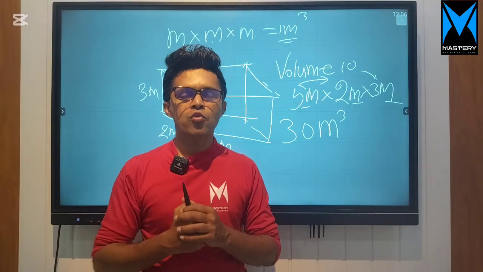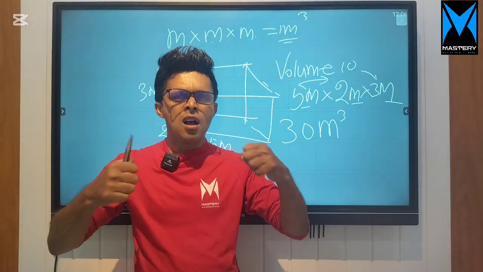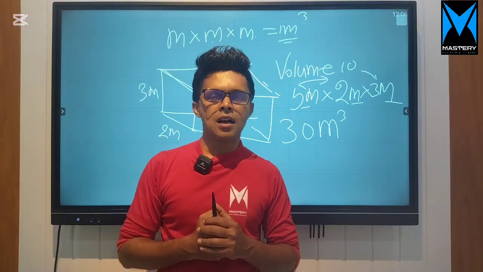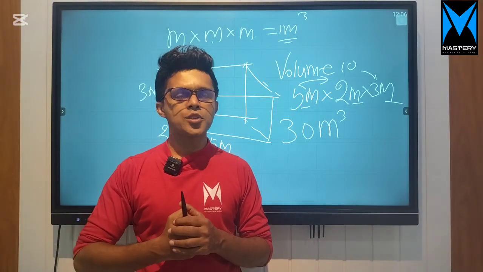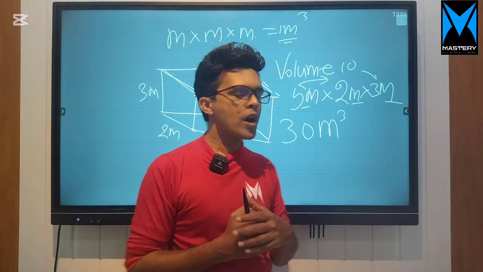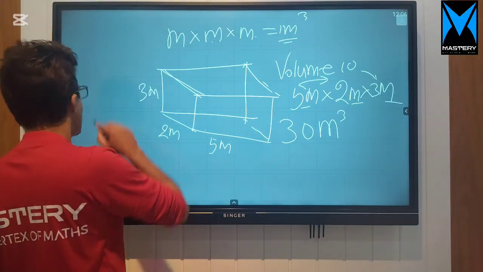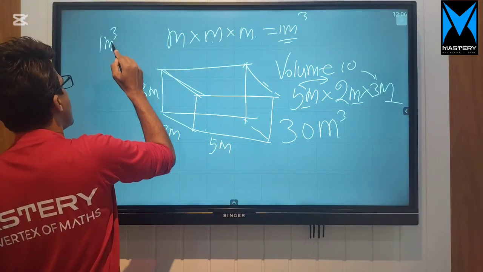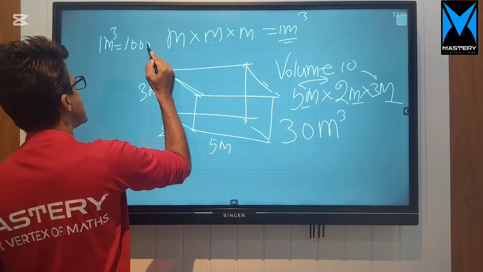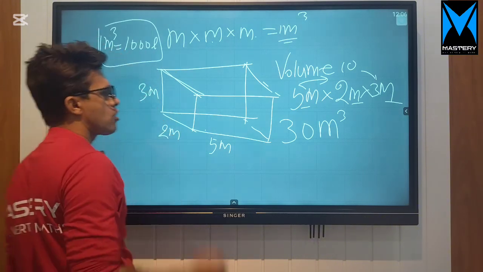We could write this 30 cubic meters in liters. Generally, the class teacher expects the answer in liters. So how can you convert this cubic meters into liters? You've been taught that 1 cubic meter equals 1000 liters.